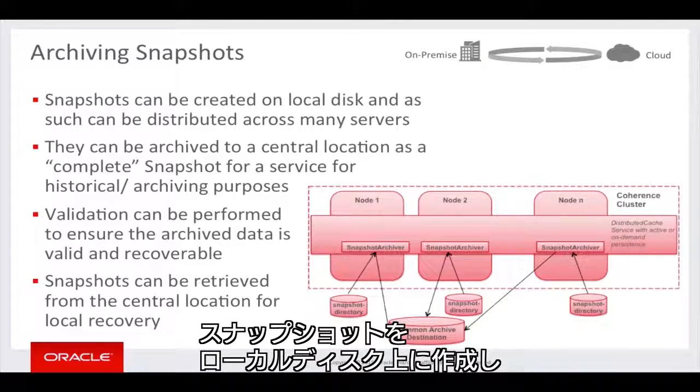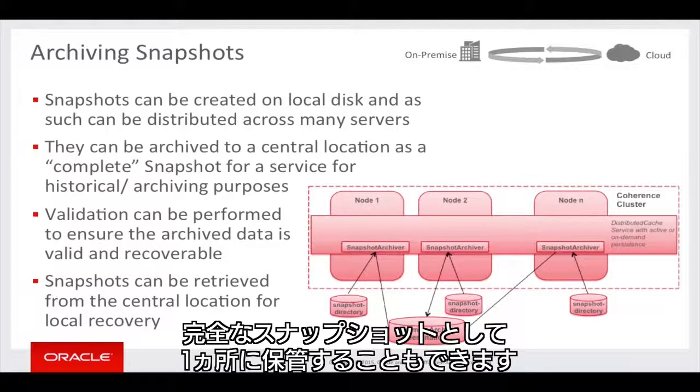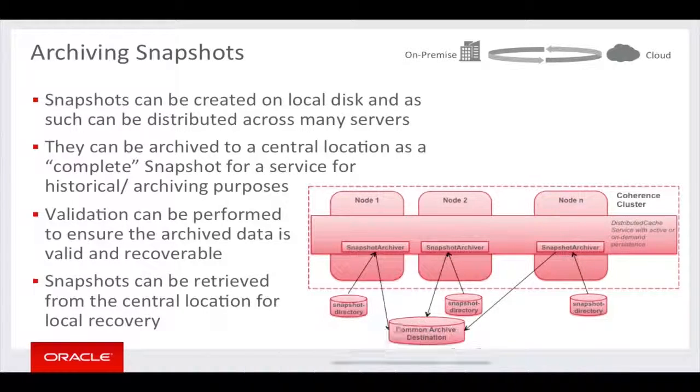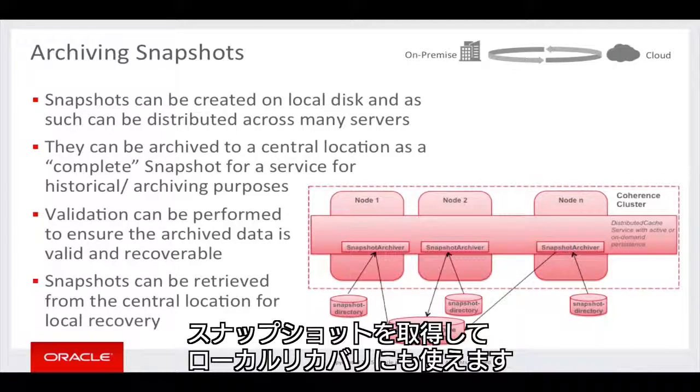Snapshots can be created on local disk and as such can be distributed across many servers. They can be archived to a central location as a complete snapshot of a service for historical or archiving purposes. Validation can be performed to ensure the archived data is valid and recoverable. Snapshots can also be retrieved from the central location for local recovery.